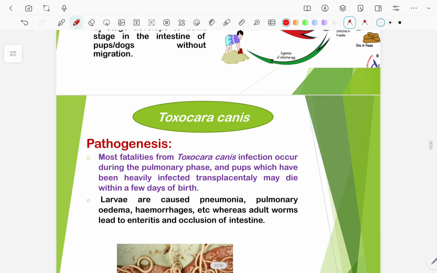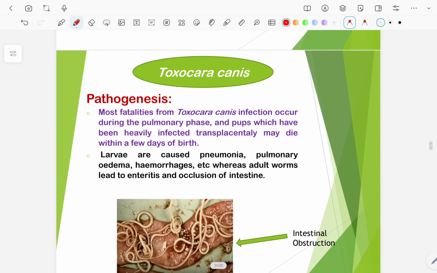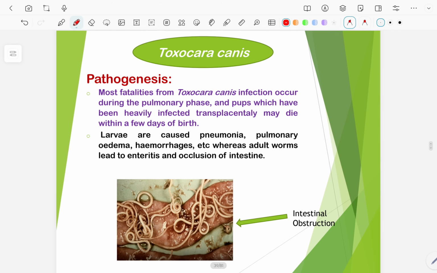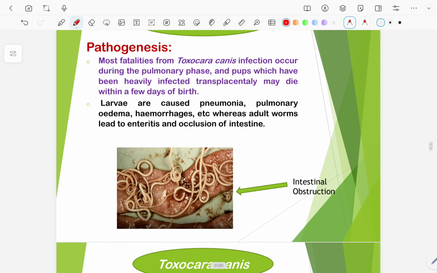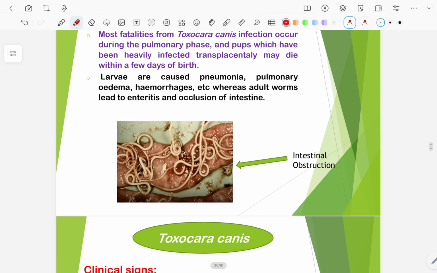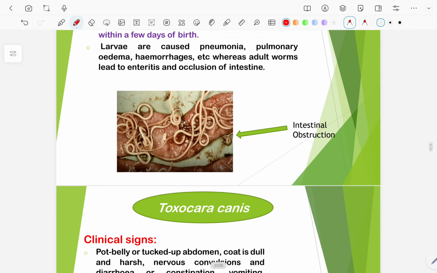Toxocara canis pathogenesis. Most fatalities from Toxocara canis infection occur during the pulmonary phase, and pups which have been heavily infected transplacentally may die within a few days of birth. Larvae cause pneumonia, pulmonary edema, hemorrhages, etc., whereas adult worms lead to enteritis and occlusion of the intestine.